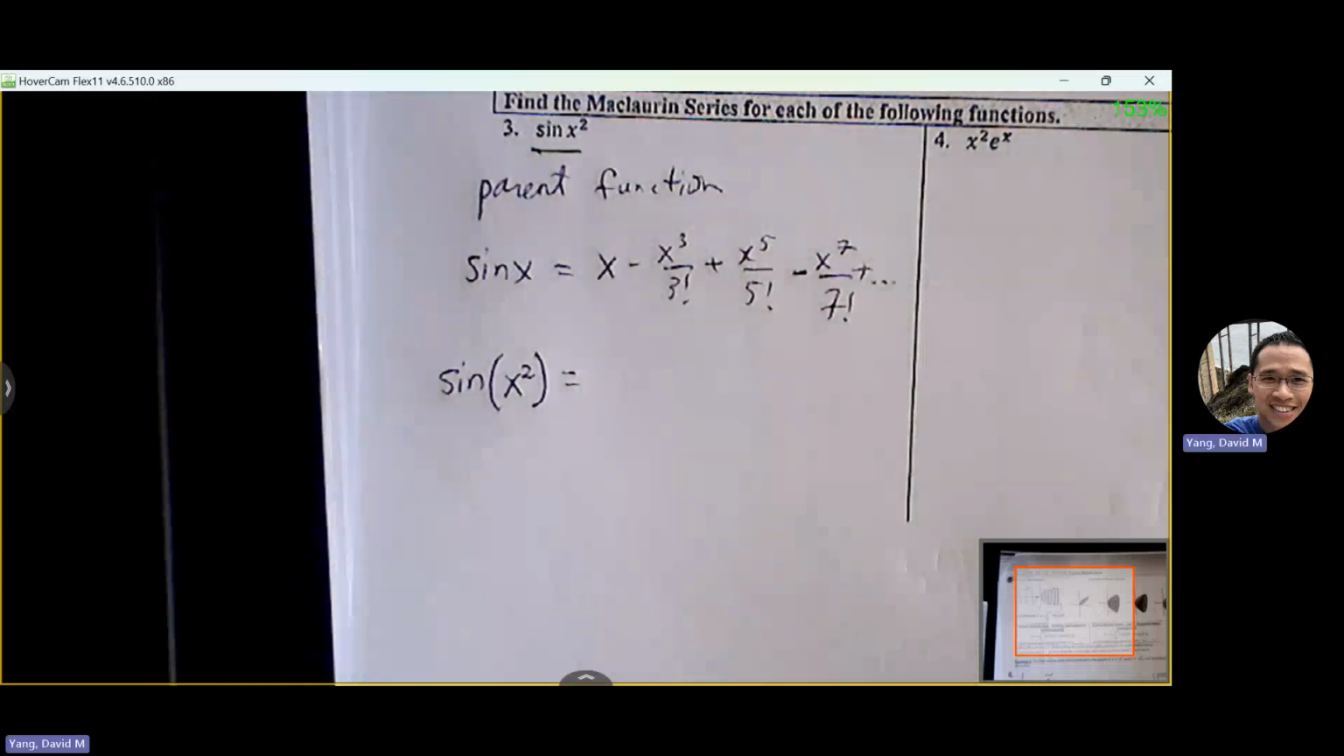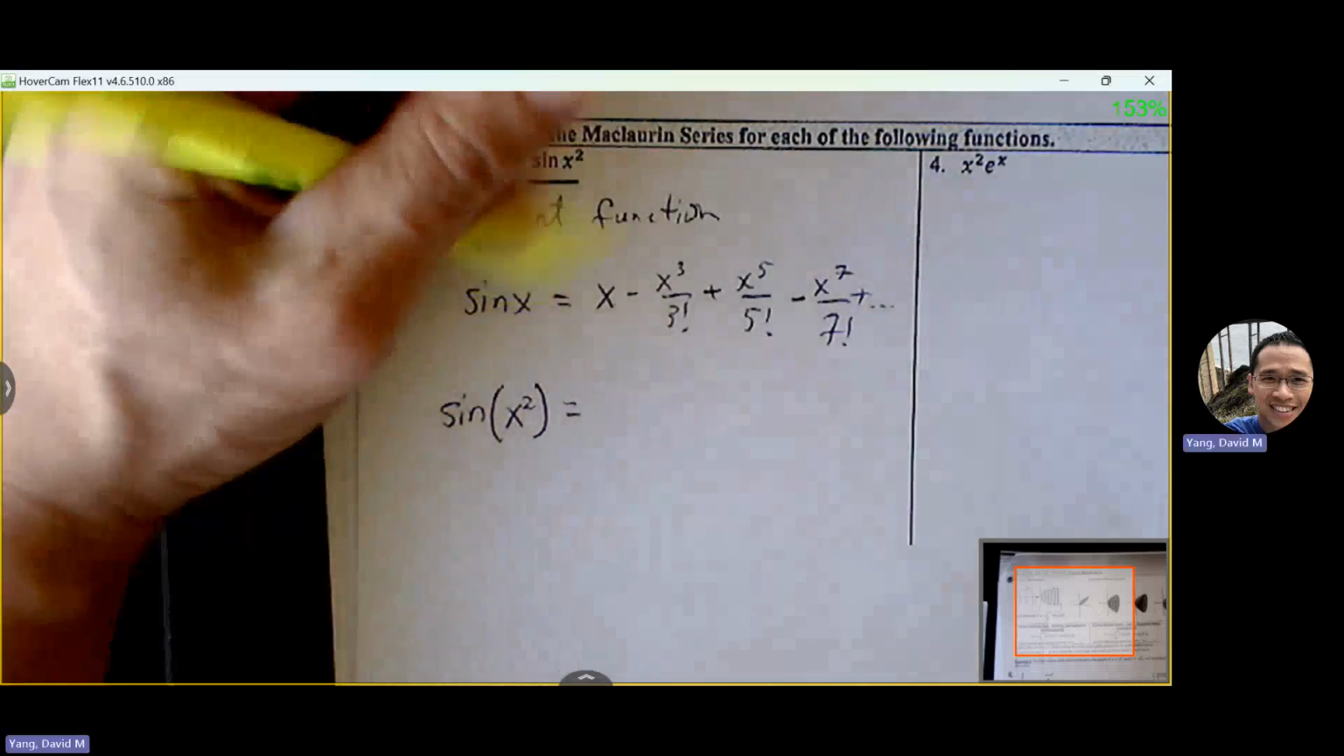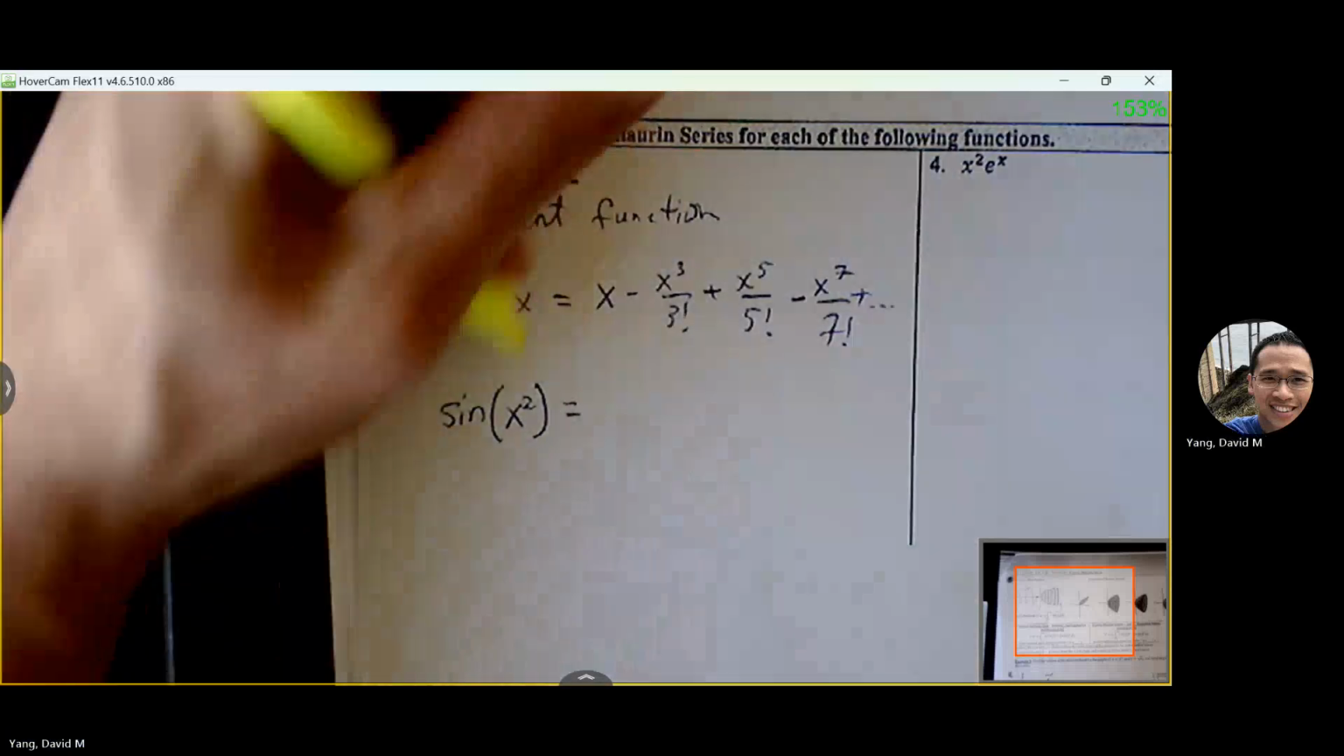What adjustment do you think we can make? You have to guess. Just replace every x with what? X squared, yeah.